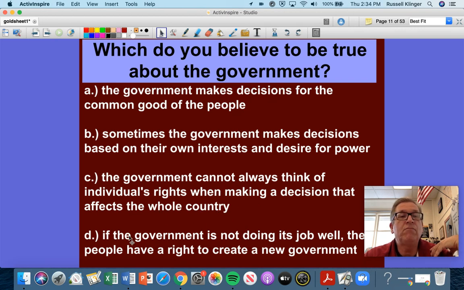Or maybe you're thinking, if the government is not doing its job well, then the people have a right to create a new government, right? If you're thinking from an Enlightenment thinker's perspective, like John Locke, you like the idea of D, right? Because if the government's not doing its job well, if it's not protecting our natural rights, then it's time to get rid of that government. It's time to replace it with something new, because ultimately, John Locke would say, the government is there to serve our needs, not the other way around.